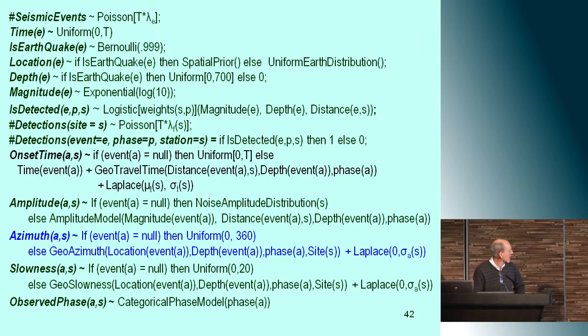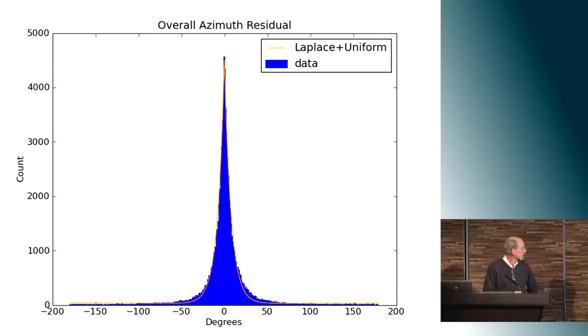The direction model, the azimuth, which is the direction the wave arrives from, again has a Laplacian error along with a uniform component, because sometimes the direction calculation is done by a kind of beamforming, and sometimes the beamforming fails as a result of aliasing, and you get essentially a random direction as a result of that.